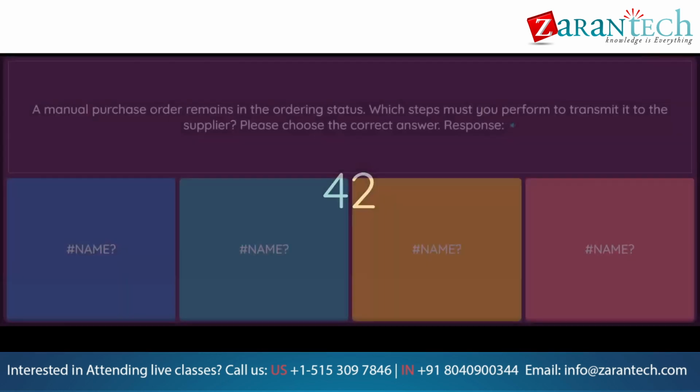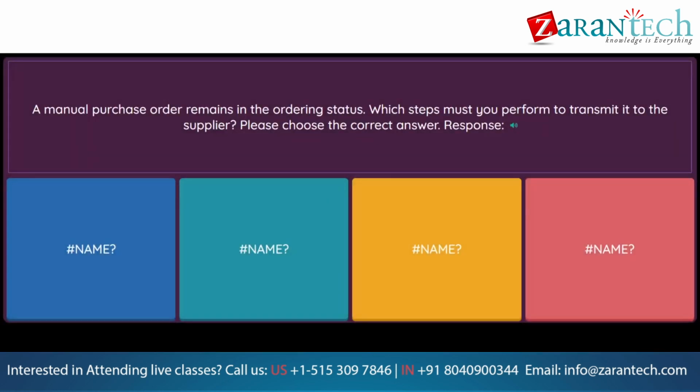Question: a manual purchase order remains in the ordering status. Which steps must you perform to transmit it to the supplier? Please choose the correct answer. Response. Option 1, option 2, option 3, option 4.